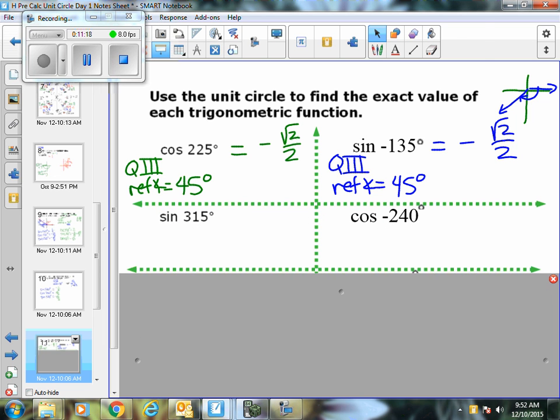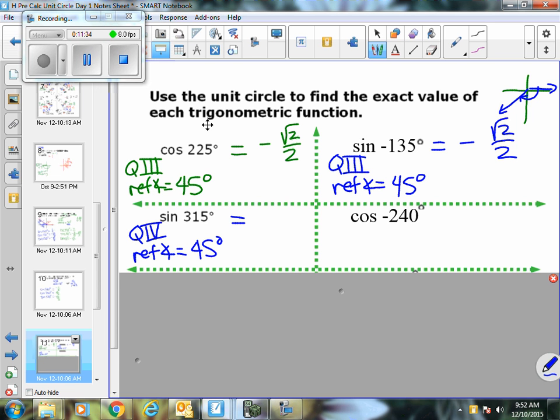All right, let's try a couple more. 315. 315 is in quadrant 4. And the reference angle, how far is 315 from 360? That would be 45 degrees again, really hitting this reference angle here.